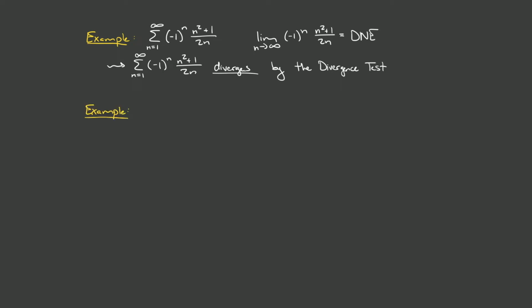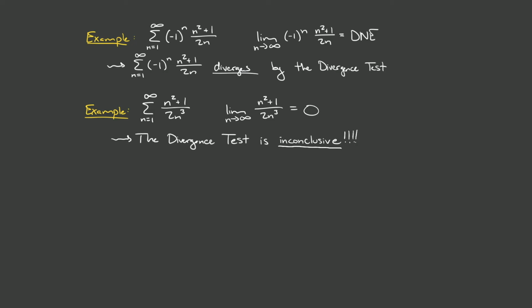As a final example, consider the sum from n equals 1 to infinity of (n squared plus 1) over 2n cubed. We'll apply the divergence test, taking the limit of the terms, and since the degree at the bottom is bigger, we get that the limit is equal to 0. So, the divergence test says that the series converges, right? Wrong. All it means is that the divergence test is inconclusive, and we'll have to find another way to tell whether the series converges or diverges.